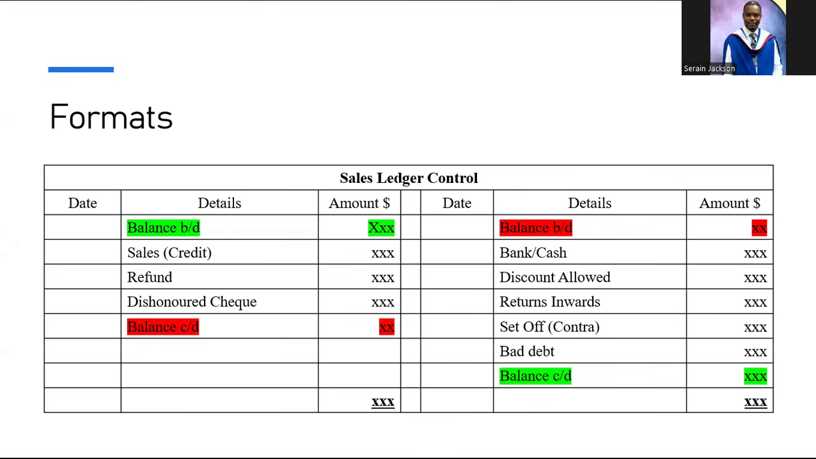Then I have bad debt. Bad debt is when your debtor is unable to pay you. It's an expense to the business, and it does reduce the amount that the debtor owes you, and you have the balance carried down. The thing about the control account is that the control account must be balanced. If the control account is not balanced, then it means that there was an error somewhere in the ledgers, and that is how we pick up the errors in the ledger. All right, so we're moving on.